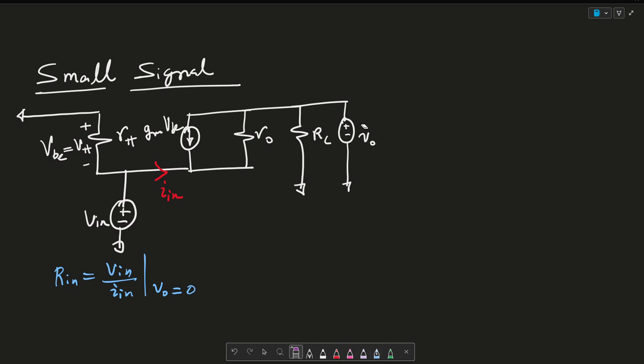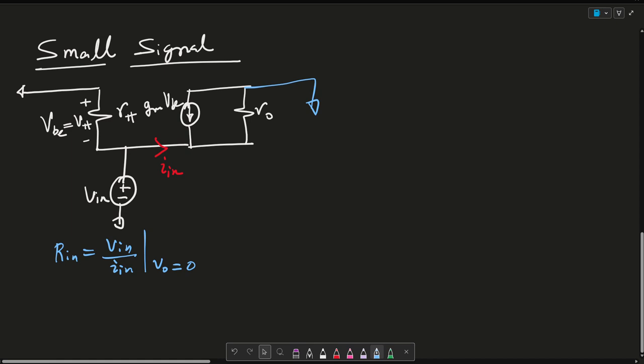So what I'm going to do is erase Vout, and short it to ground. Since this is shorted to ground, this is also shorted to ground. As a result, this entire thing goes away and this is just grounded. Maybe pause the video and make sure this makes sense.